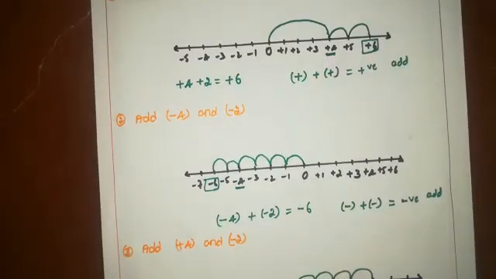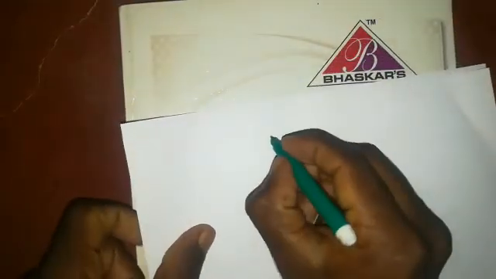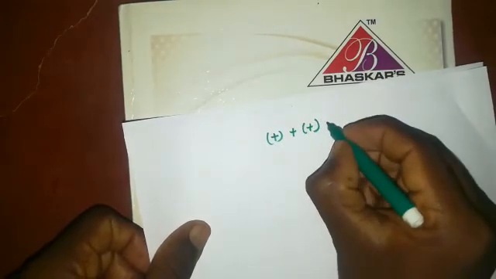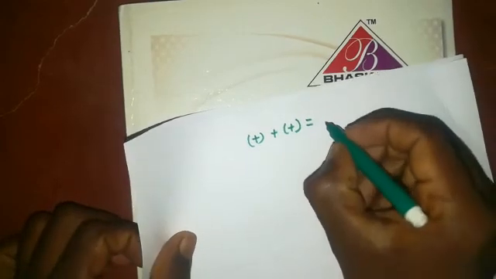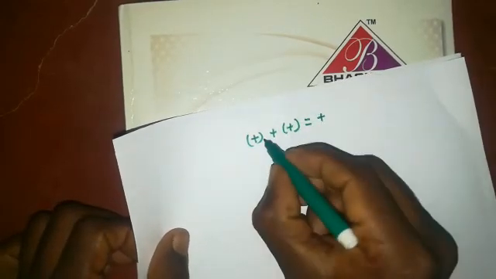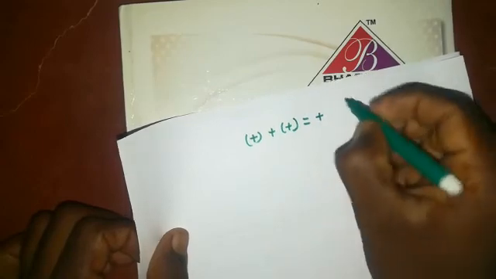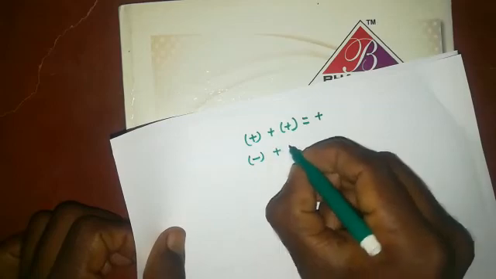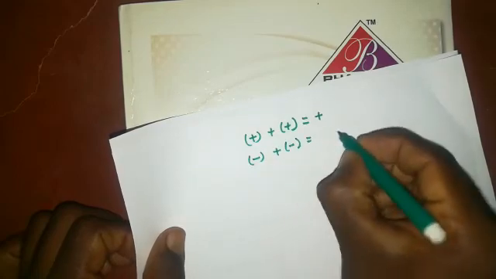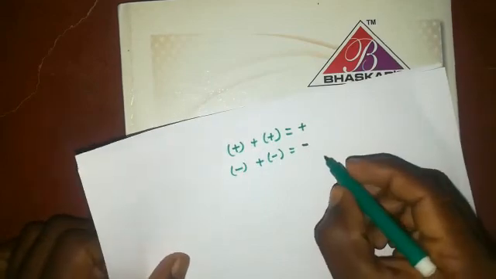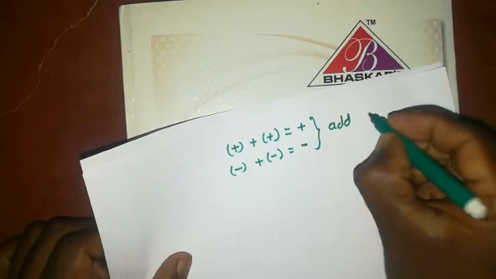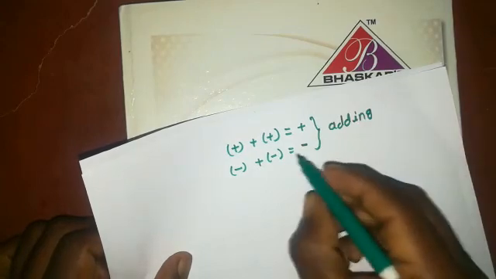You observe one thing: when we are adding two positive integers, which means plus and plus, we always get positive. And when we are adding two negative integers, we always get negative. In both cases we have to add the integers.